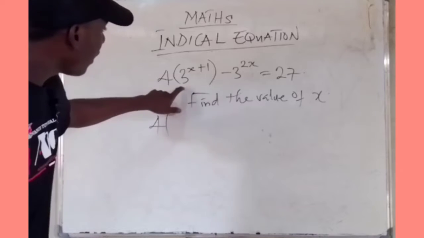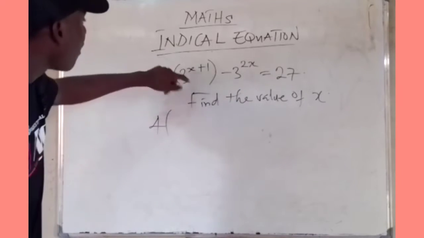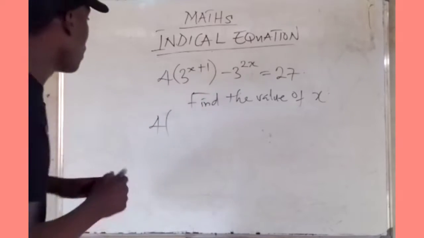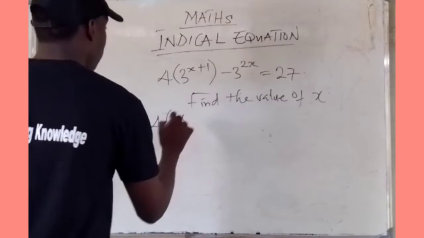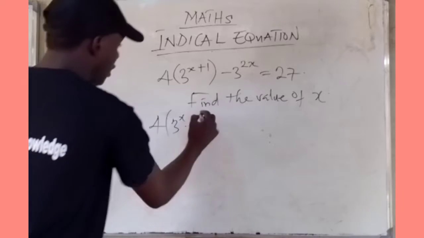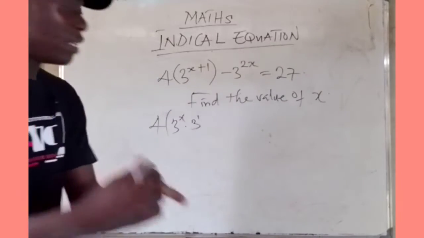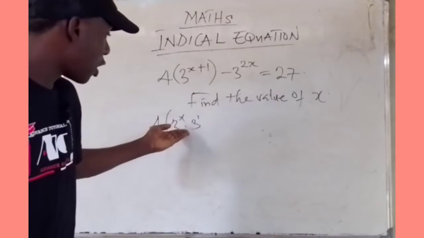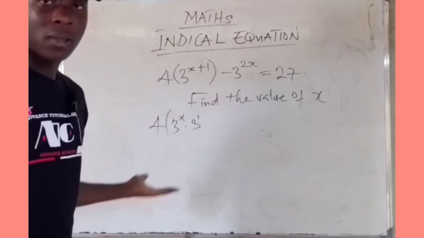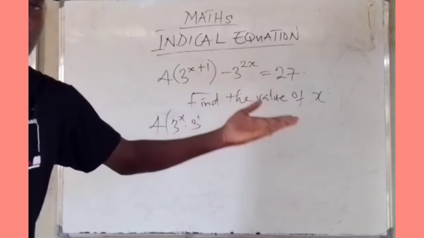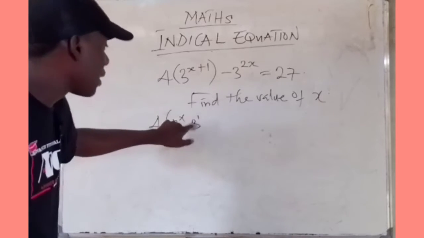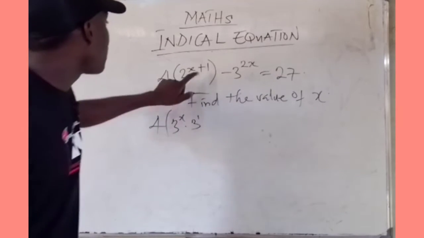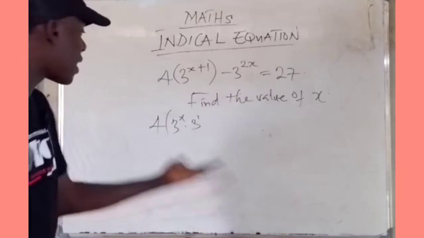Now look at this. 3 raised to the power of x plus 1. I can rewrite this in indices to be what? 3 raised to the power of x, multiplied by 3 raised to the power of 1, right? Because from indices, once you have multiplication, you can add their powers. Because they have the same base, you can add their powers. So by implication, 3 raised to the power of x times 3 raised to the power of 1 is the same thing as 3 raised to the power of x plus 1, isn't it? Because they have the same base.